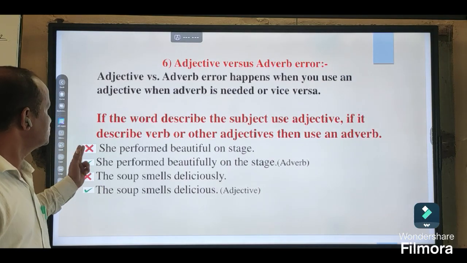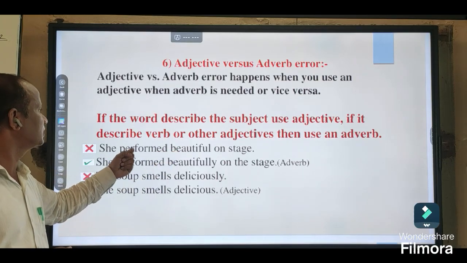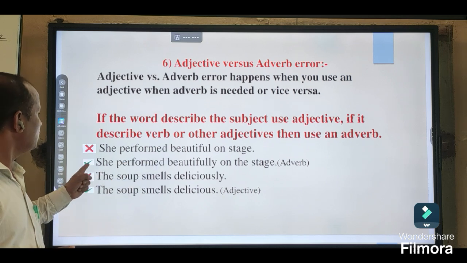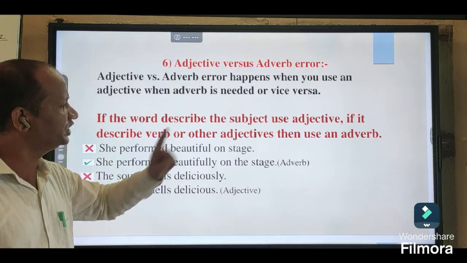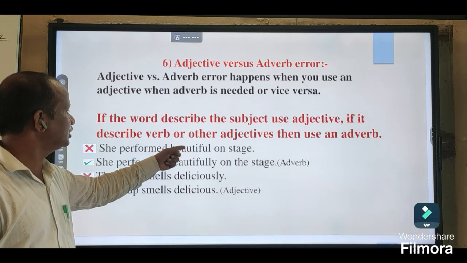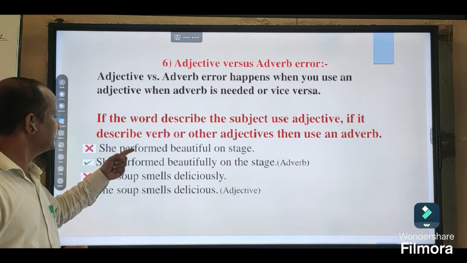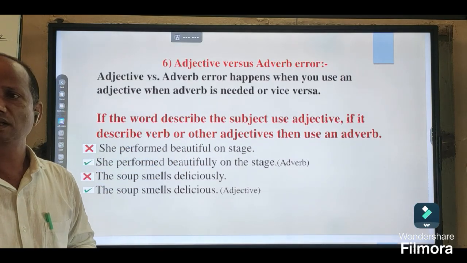For example, she performed beautiful on stage. Here the word beautiful is describing a verb, that is perform. So it should be in adverb form. So the correct statement will be, she performed beautifully on the stage. We have turned the adjective beautiful into beautifully because the word is describing a verb. So we have to turn it into adverb form.